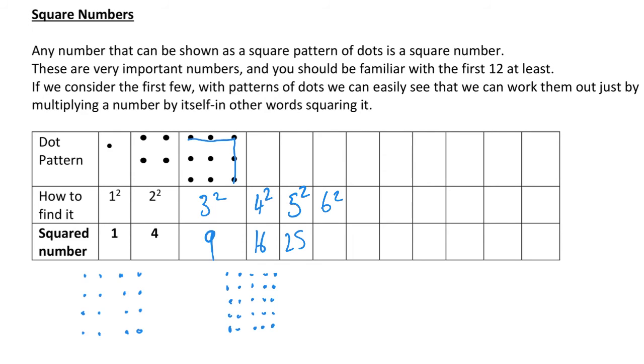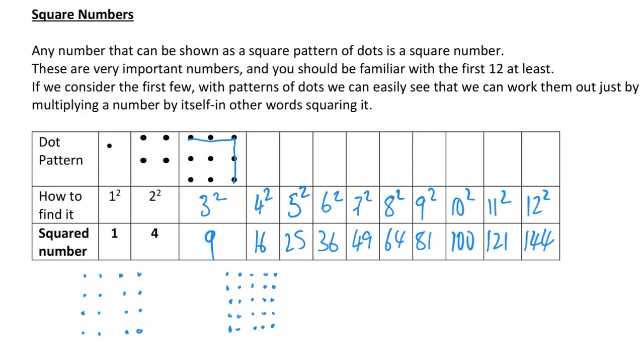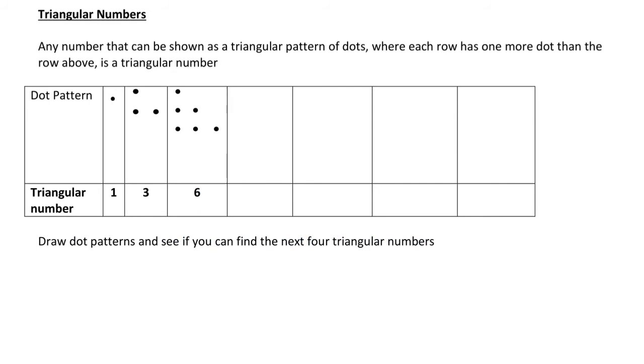The next is going to be 6 squared, it's 36. 7 squared is 49. 8 squared, 64. 9 squared, 81. 10 squared, 100. 11 squared, 121. And 12 squared is 144. And the thing with all of these numbers, they can be arranged to form a square. So we've had rectangular numbers and square numbers, and now we can look at triangular numbers.